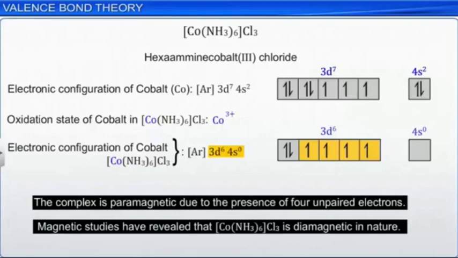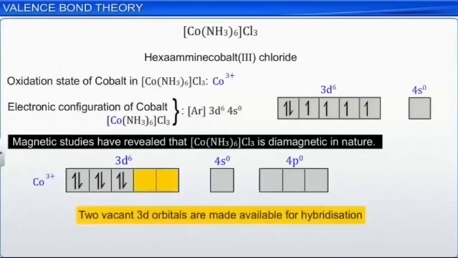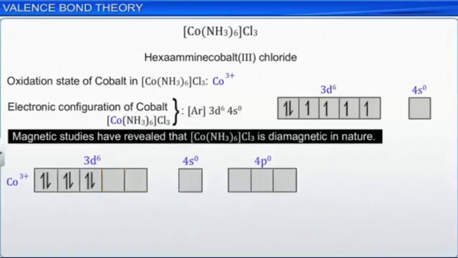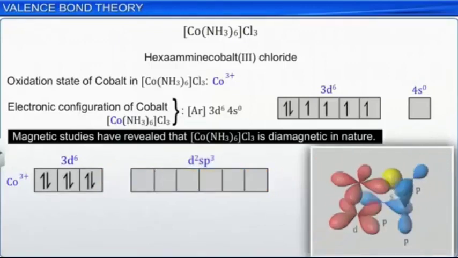This is possible only when the 4 unpaired electrons in the 3d orbital get paired up, contrary to Hund's rule. As a result of electron pairing, 2 vacant 3d orbitals are made available for hybridization. Thus, two 3d, one 4s, and the three 4p orbitals hybridize together to give a set of 6 equivalent d2sp3 hybrid orbitals.